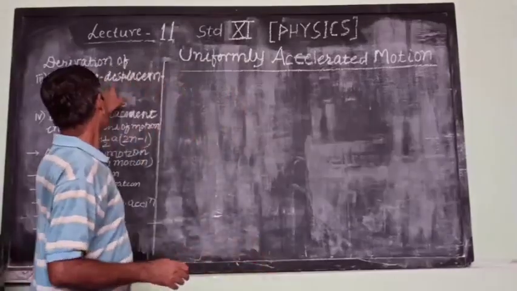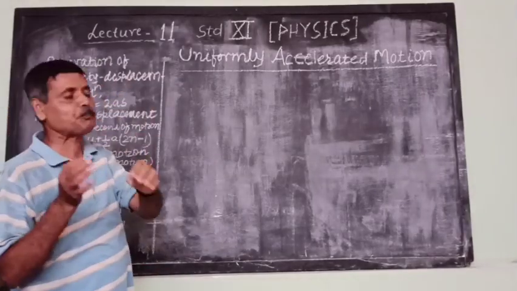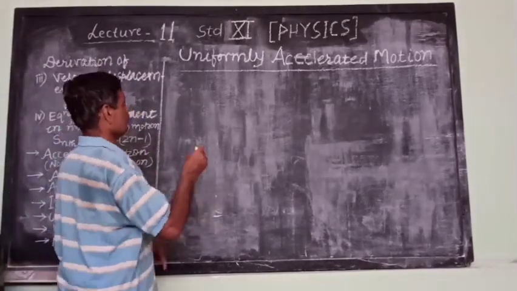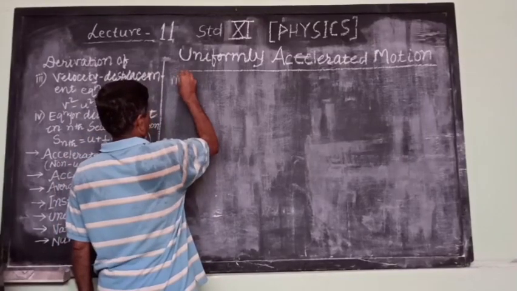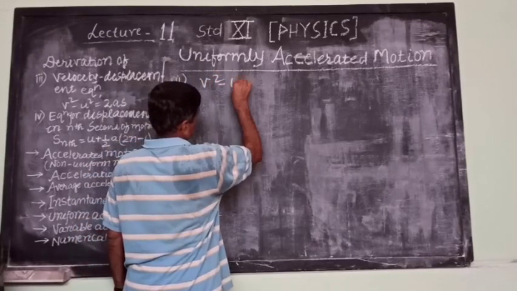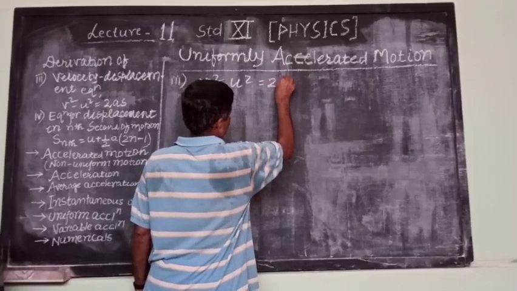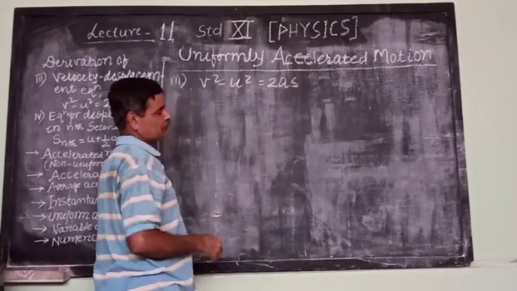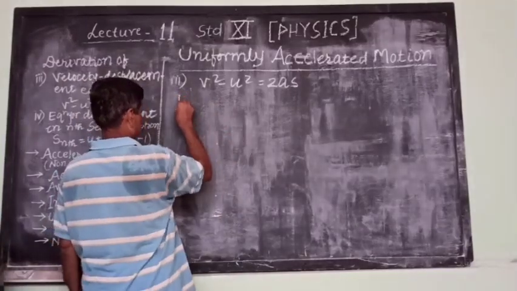First duty is the velocity displacement equation. It means we have to prove this formula. Means the formula is v square minus u square is equal to 2as. It is our target to prove it by the calculus method. Prove.